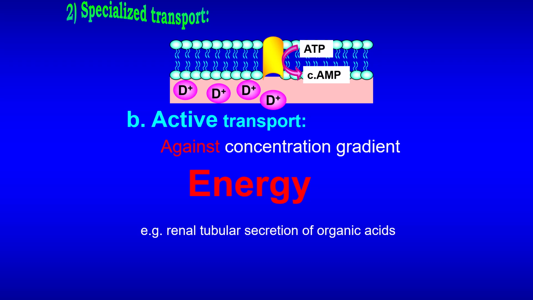An example of active transport is the renal tubular secretion of organic acids, which is crucial for maintaining proper balance and function in the kidneys. Active transport ensures that cells have the necessary molecules even when their concentration is higher inside the cell than outside.